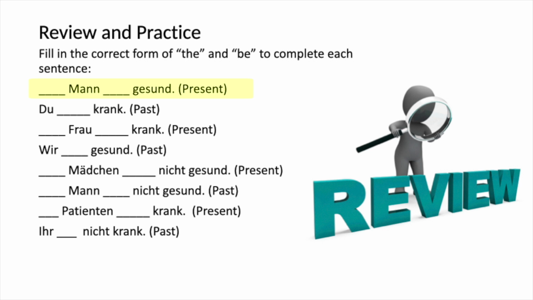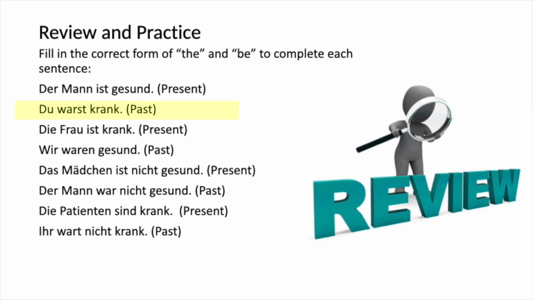and we'll meet back after going through these to compare answers. Du blank krank, past tense. Blank Frau blank krank, present tense. Wir blank gesund, past tense. Blank Mädchen blank nicht gesund, present tense. Blank Mann blank nicht gesund, past tense. Blank Patientin blank krank, present tense. Ihr blank nicht krank, past tense. Go ahead and pause the tape. We'll meet back in a moment.